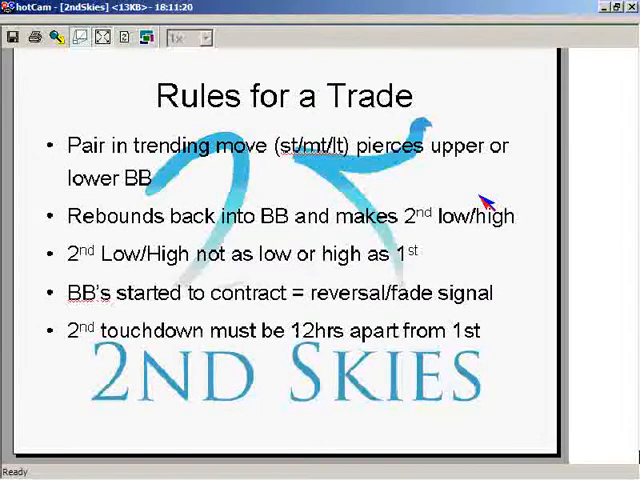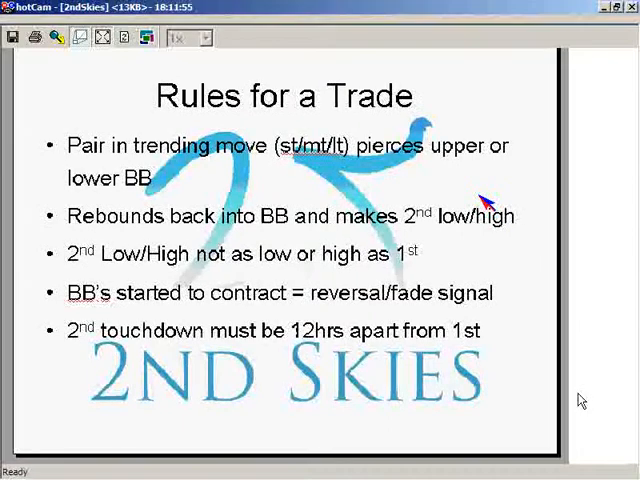The second part of this trade that we're looking for is for the pair to rebound back into the Bollinger Band. So if it stayed outside it for several candles, we're looking for a move back into the Bollinger Bands. And then, if it's a downtrend, we're looking for it to make a second low, or if it's an uptrend, a second high, kind of like a double bottom or double top, but not quite that, but close to it. So we're looking for it to attack a certain price level or a certain resistance level, to get rejected there initially, and then to re-attack that level.